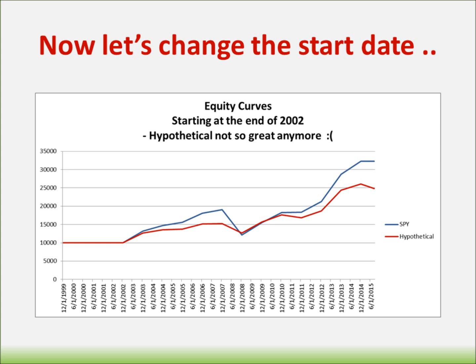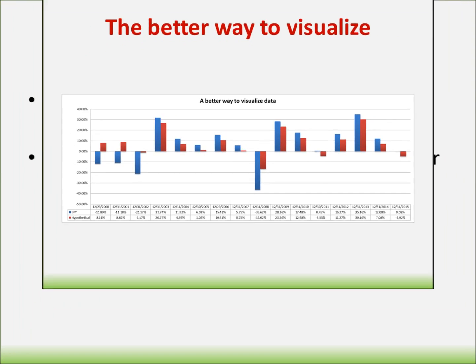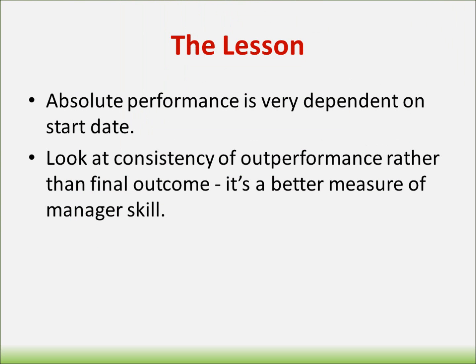So lesson number one is that the start date can be very deceptive about the total performance of the fund. Simply shifting the strategy start date forward by 3 years turned a nice outperforming strategy into an underperformer. The better way to look at performance is on a year-by-year basis in a side-by-side bar chart like you see here. This provides a better sense of how the strategy performed on a year-by-year basis and whether there were one or two outlier years that are having an outsized impact on the total performance. And so given that absolute performance is very dependent on the start date, look at the consistency of outperformance on a year-by-year basis rather than in an equity curve which disguises the year-by-year performance.